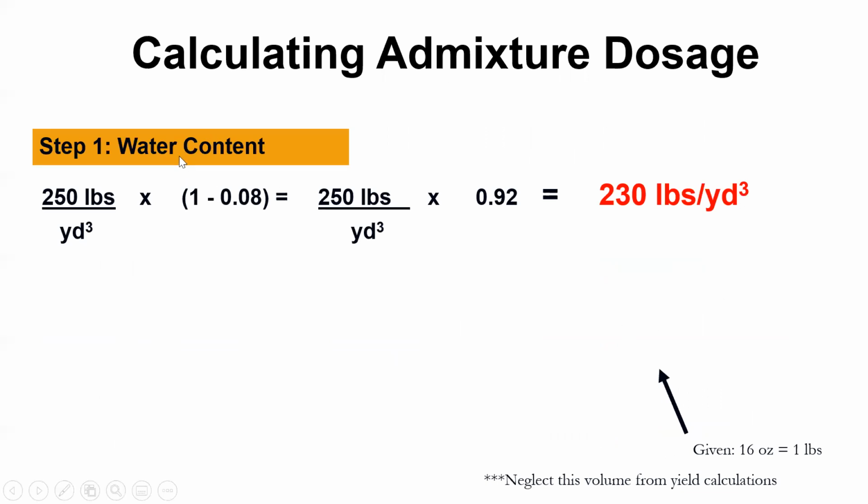So if we do step 1, which is our water content, we have 250 pounds of water times 92%. We have 8% reduction, so I just said 1 minus 0.08. So we can figure out we need 92% of the water that was original. So 0.92 times 250 is 230 pounds per cubic yard of water.